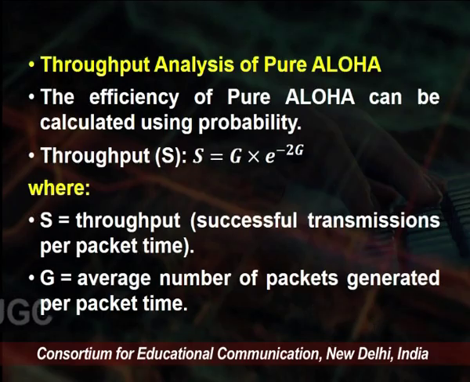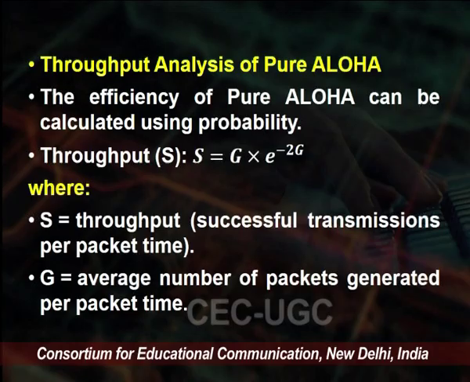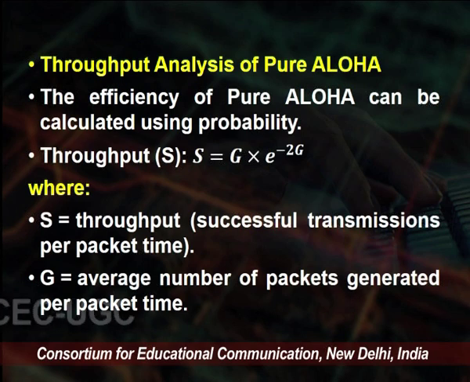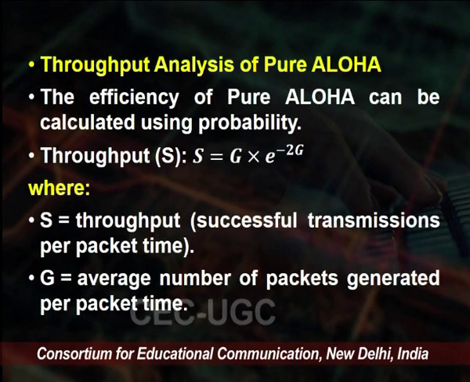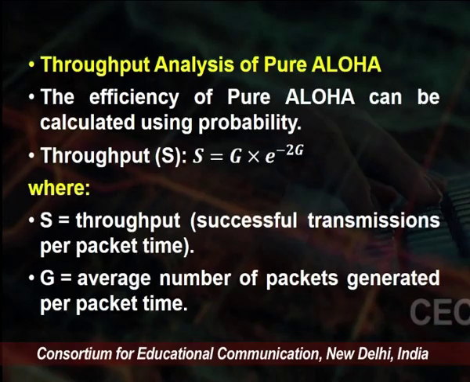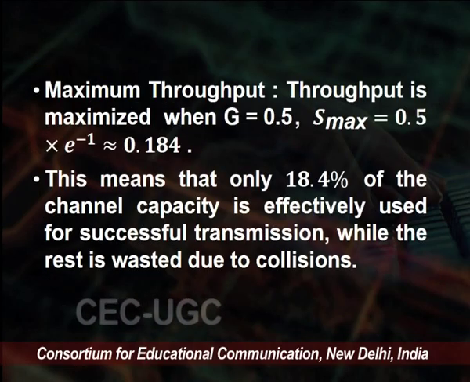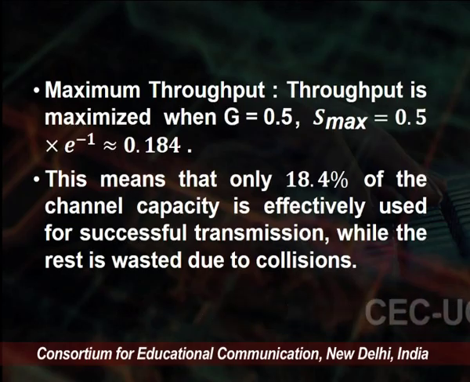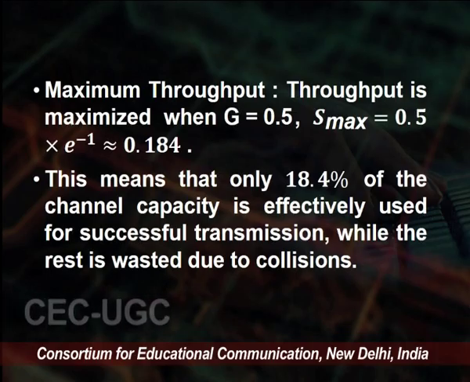Now what are these variables? S is the throughput. Here throughput is nothing but the successful transmissions per packet time, and G is the average number of packets generated per packet time. Again, we are using probability here. Maximum throughput is achieved when G is equal to 0.5.